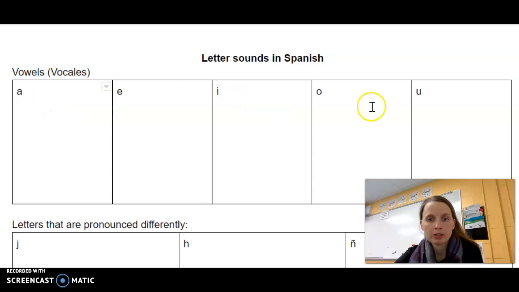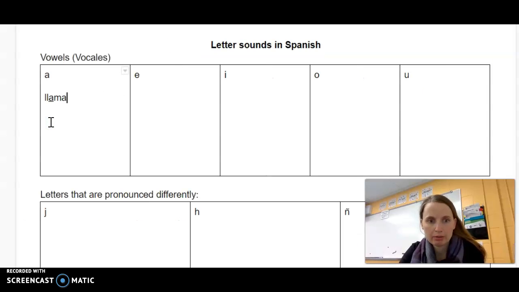So the vowels in Spanish, they never change. They always sound the same, like they have one pronunciation, unlike in English. So this letter is ah. Now I know this seems silly because you're by yourself, but repeat. Ah. Okay? So ah is like in the word llama. ¿Cómo se llama or cómo te llamas? Llama. You see there's two ahs in there. They both make an ah sound.